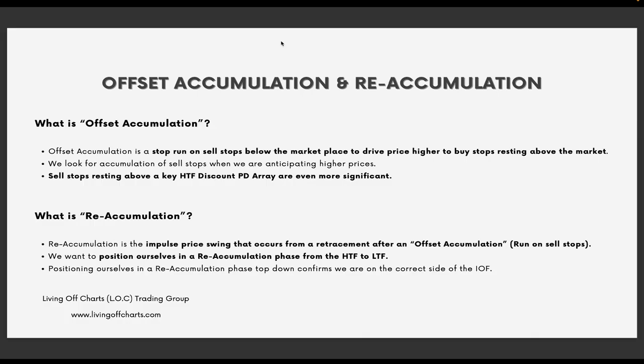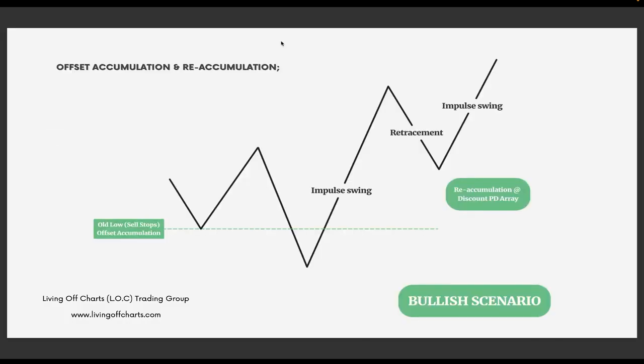We want to position ourselves in a reaccumulation phase from the higher time frame to the lower time frame. By doing this, we confirm that we are on the correct side of the institutional order flow. Diagram here, offset accumulation, reaccumulation. The low right here could be in the form of a previous day, week, month low, could be a separate price swing low, could just be an older low. It increases probabilities if there's a discount key PDRA right here below the low. However, we run the low, accumulating all these sell stops. That is offset accumulation.